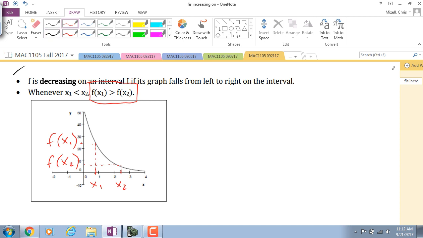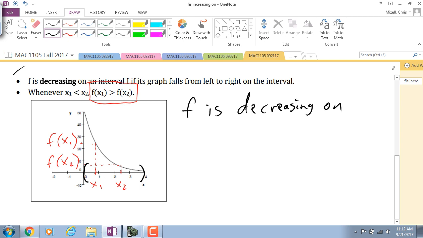Now, if I look at the same interval, and I'm going to assume the graph keeps on going to the left, but since it's not in the picture, maybe I shouldn't do that. Let's just consider the interval from 0 to 4. I'm going to say f is decreasing on the interval whose left-hand endpoint is 0 and whose right-hand endpoint is 4. That interval right there. That's where it's decreasing.